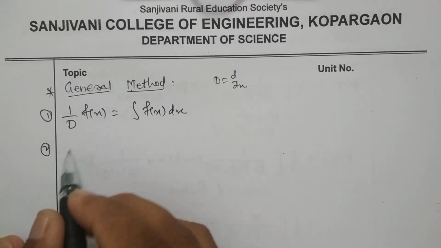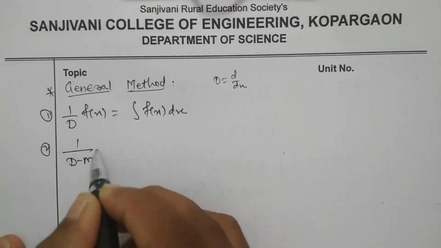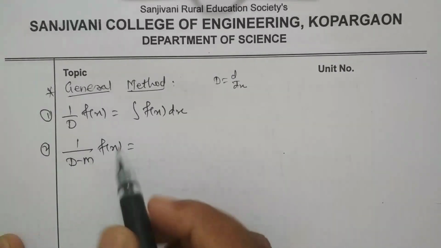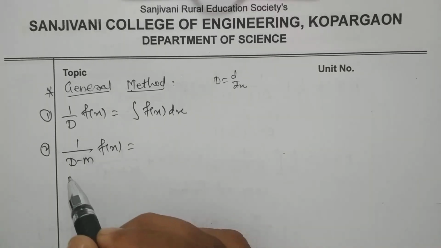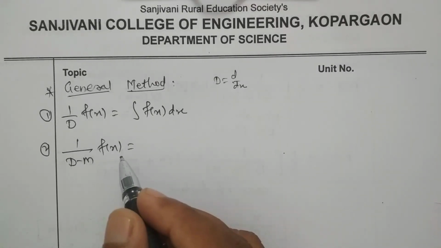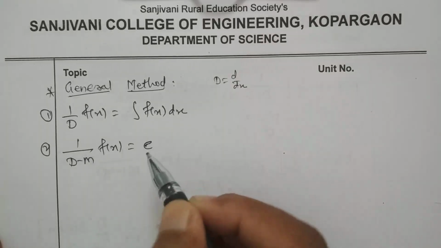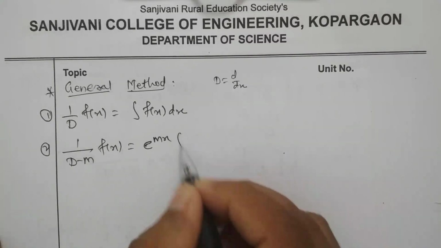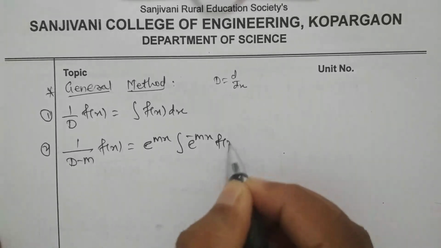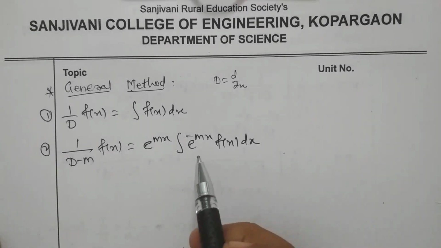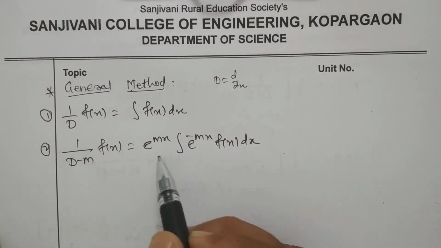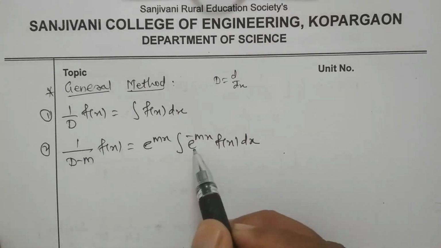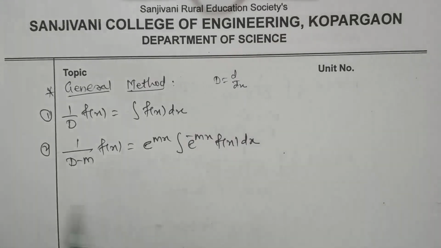Then the second formula: 1 upon D minus m into f of x. So if there is a factor of 1 upon D minus m, where m is any integer, then 1 upon D minus m into f of x is equal to e raised to mx into the integration of e raised to minus mx f of x dx. This is another formula for the shortcut method. If you apply the factor 1 upon D minus m on f of x, then you will get e raised to mx integration e raised to minus mx f of x dx.